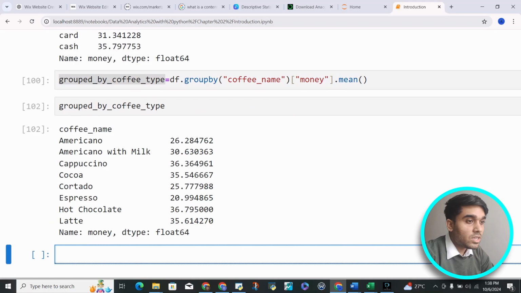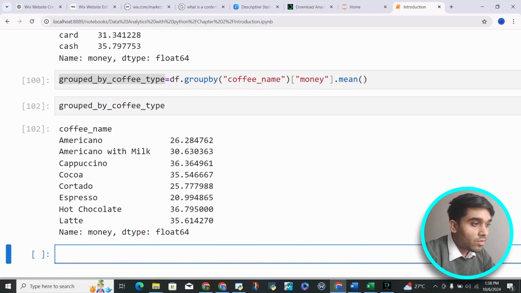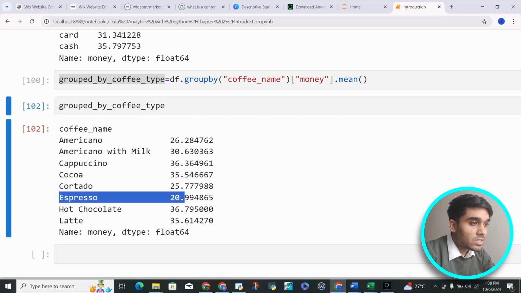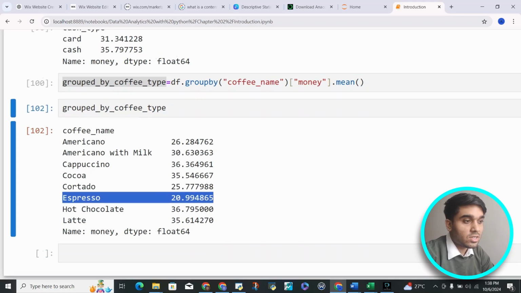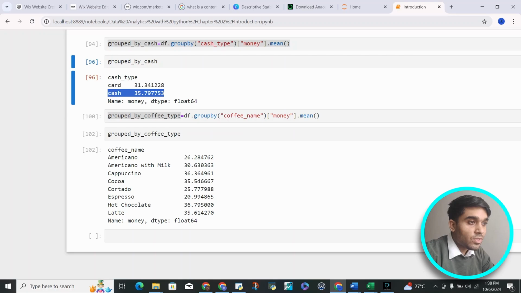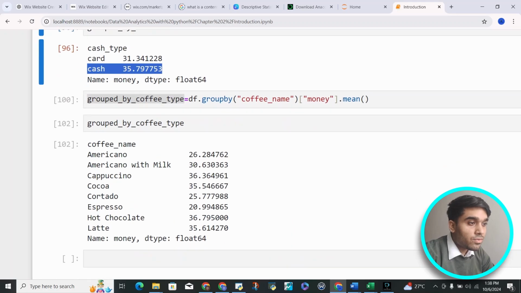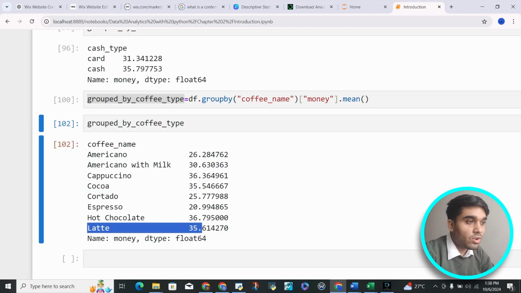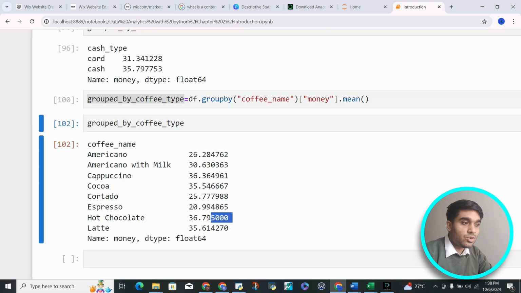and now you can see that the average price of hot chocolate is the highest, and espresso is actually available for the least cost, right? So from this analysis we can also say that the individuals who are actually ordering using cash, they might be going for cappuccino, cocoa, or hot chocolate, or latte as well, because they are having their average, towards this. So we are able to classify our customers now.